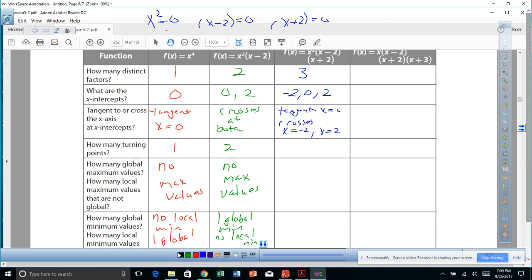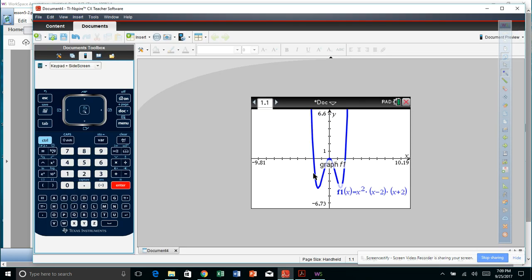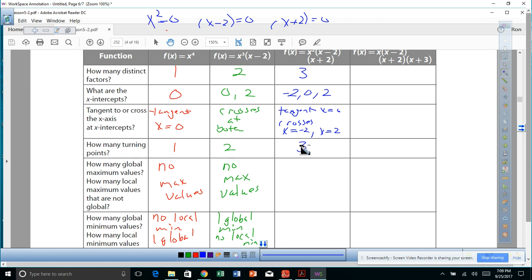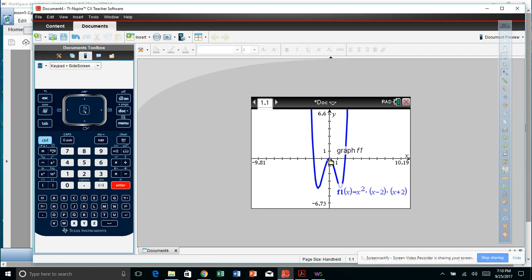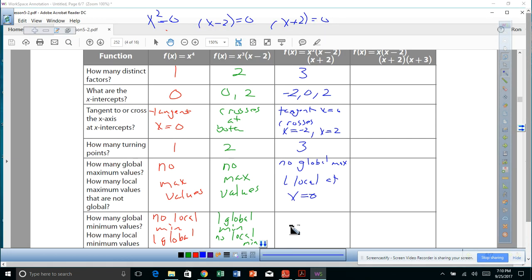How many turning points? Well, let's take a look. We got 1 turning point here, 1 turning point there, and 1 turning point. So we have 3 turning points. All right. How many global maximum values? Well, there's no global max, but there is one local max at x equals 0. And that's right there.